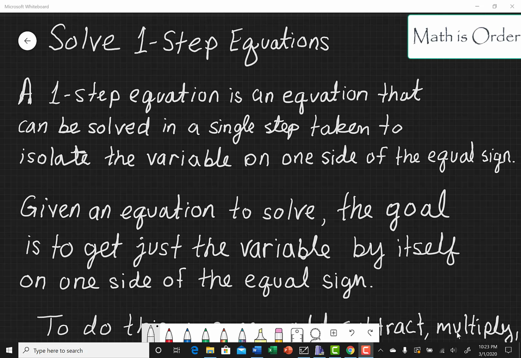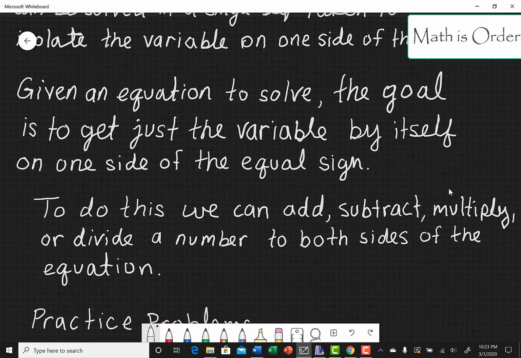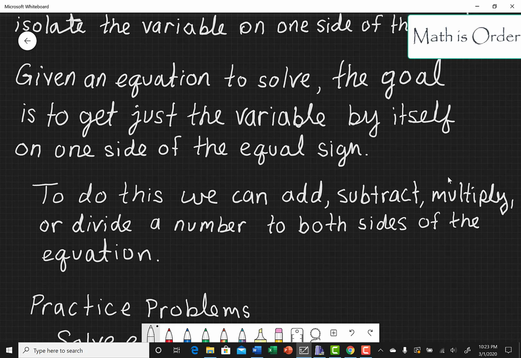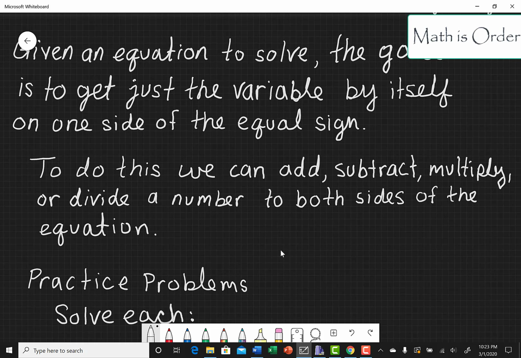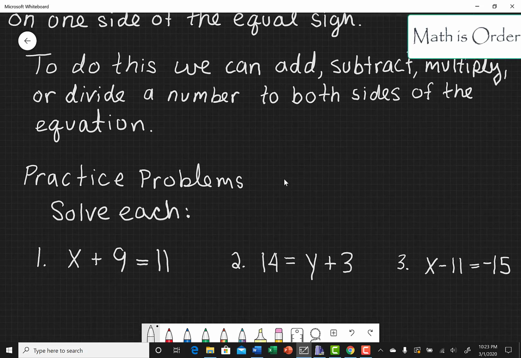Given an equation to solve, the goal is to get just the variable by itself on one side of the equal sign. To do this, we can add, subtract, multiply, or divide a number to both sides of the equation, except 0. We cannot divide an equation by 0. All right, let's look at some practice problems.